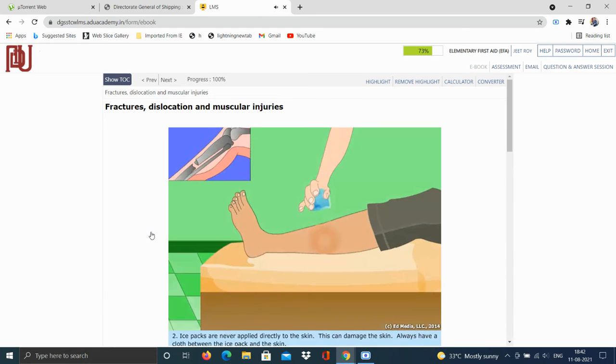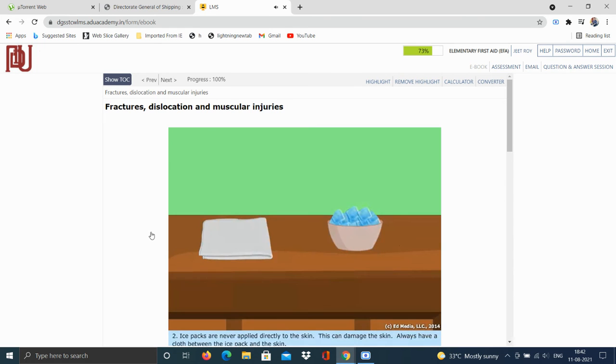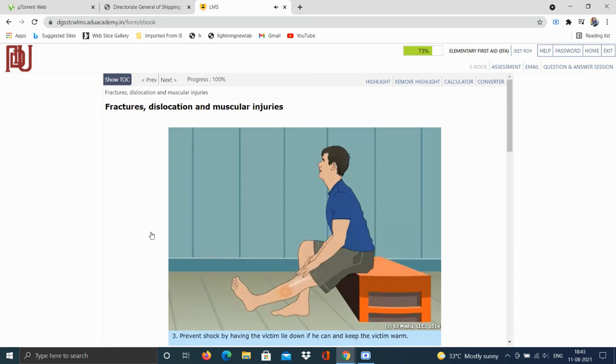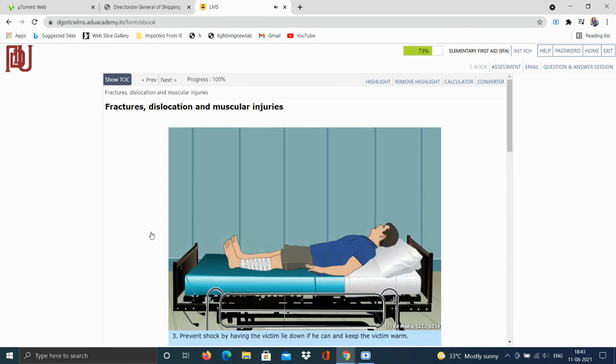2. Ice packs are never applied directly to the skin. This can damage the skin. Always have a cloth between the ice pack and the skin. 3. Prevent shock by having the victim lay down if he can, and keep the victim warm.